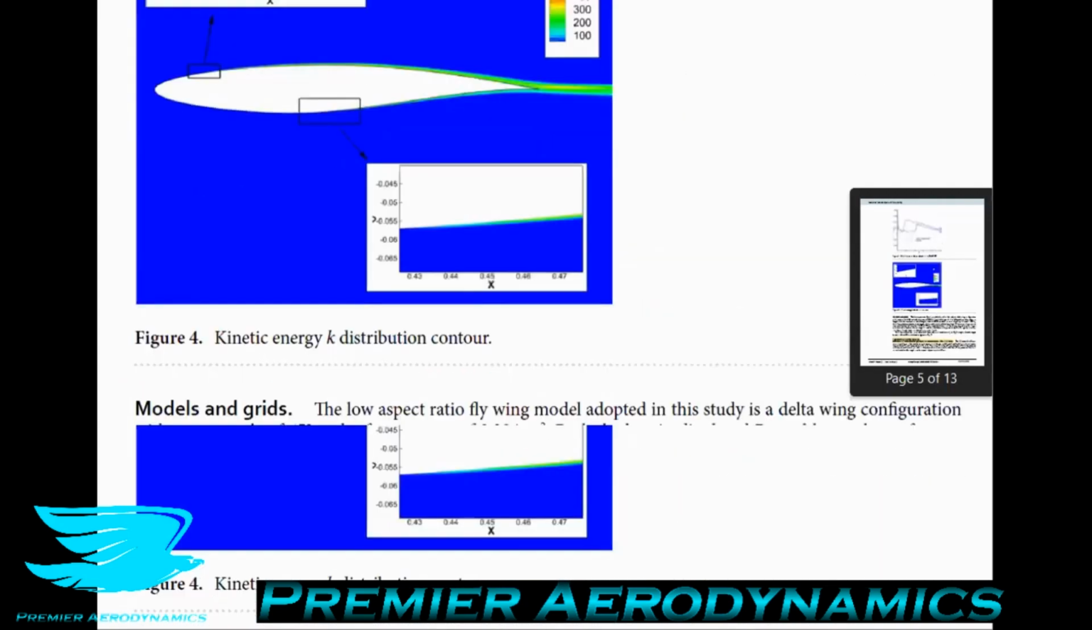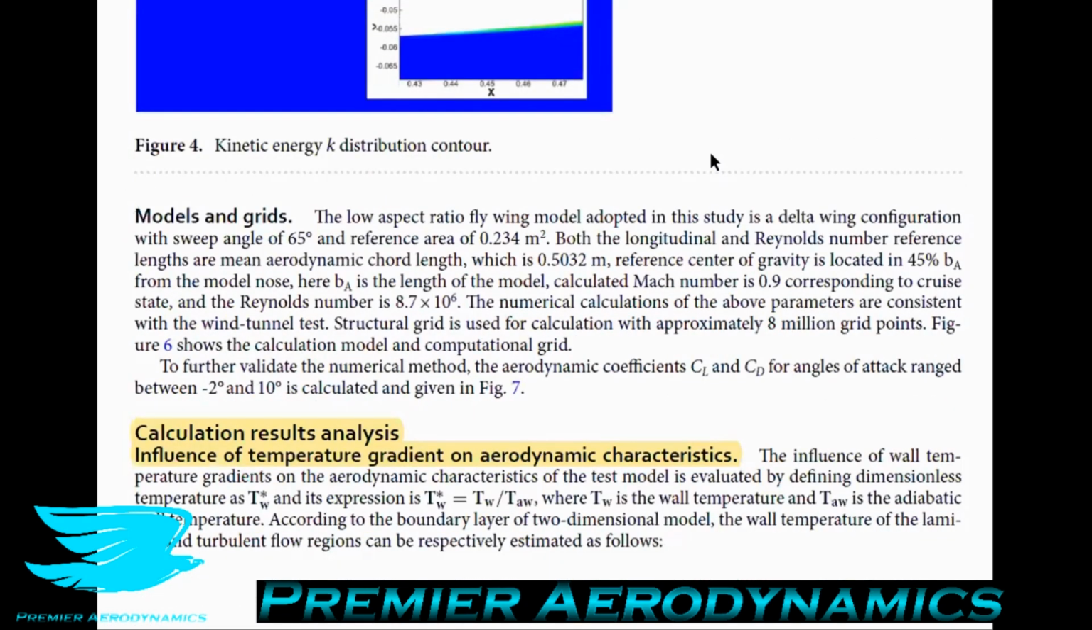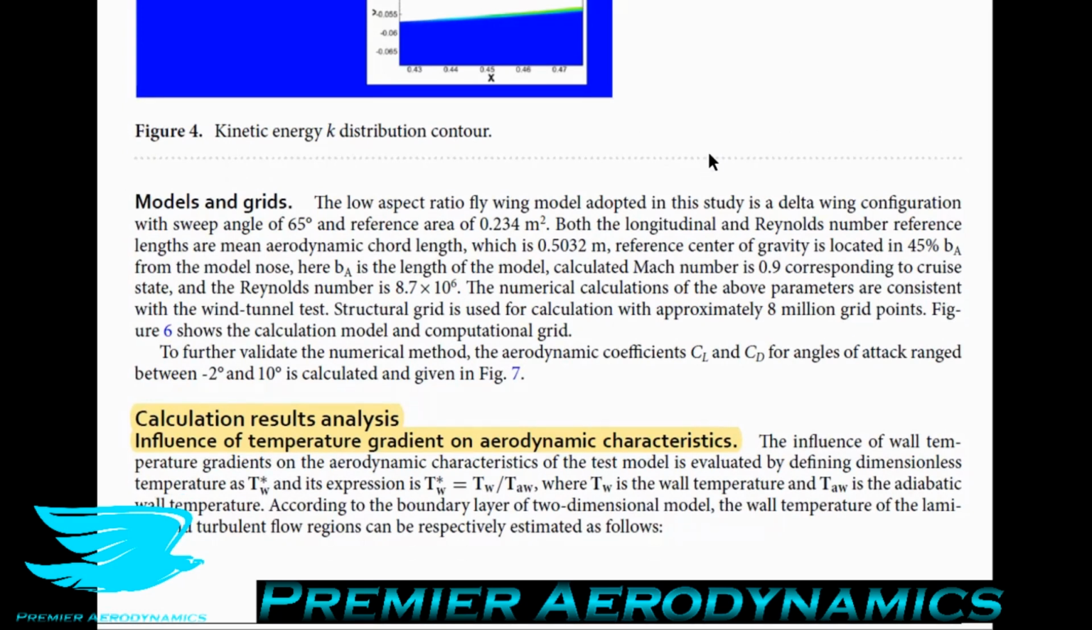So let's move on to the results now. They looked at CFD, but I'm not going to cover that because we've covered it previously in other podcasts, just general CFD stuff. If you like, you can look at the paper and go through their CFD there. Let's move on to the results instead. So let's look at the influence of the temperature gradient on aerodynamic characteristics.